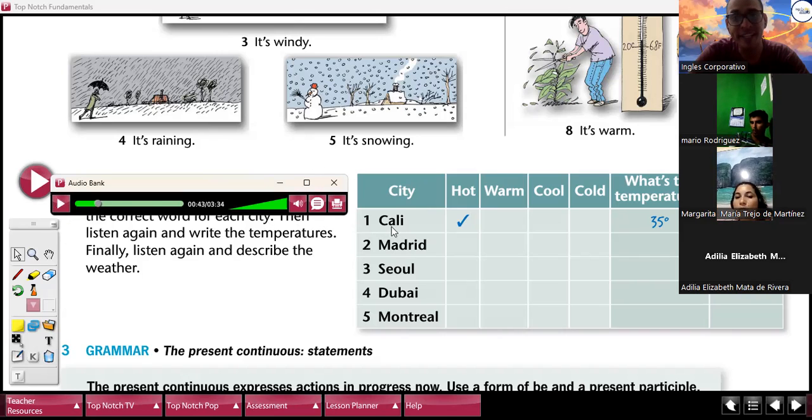Okay, tell me, Madrid is hot, warm, cool, or cold? Cold. Cold, are you sure? Cold. I will play the audio one more time.